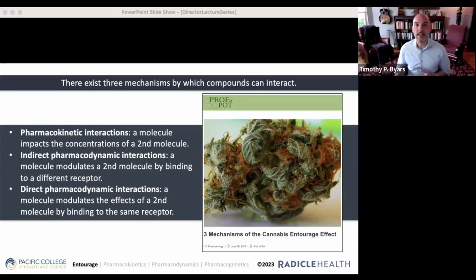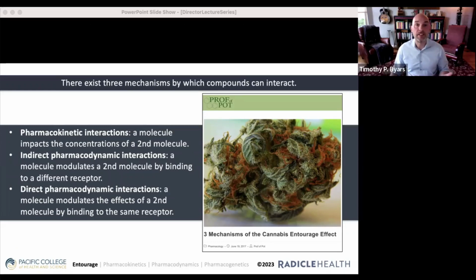So the first one is pharmacokinetic interactions, and these are interactions that occur when a molecule impacts the concentrations of a second molecule, either in the brain or in the bloodstream. So during a pharmacokinetic interaction, you have one molecule that can affect some process of the absorption or the distribution or metabolism or excretion of the second molecule.